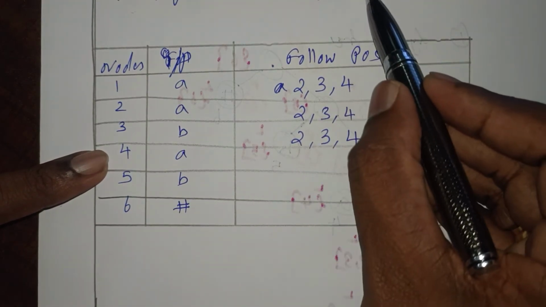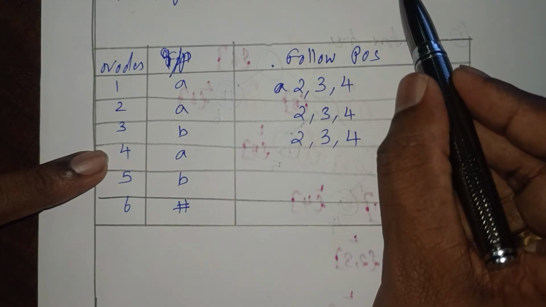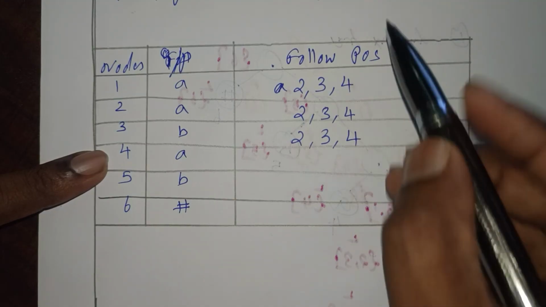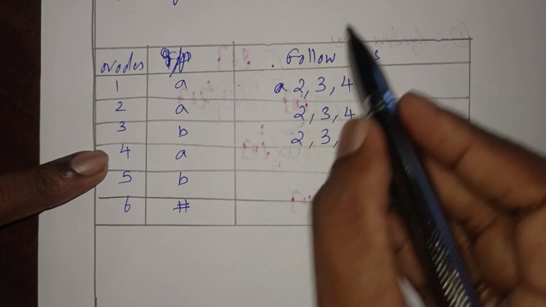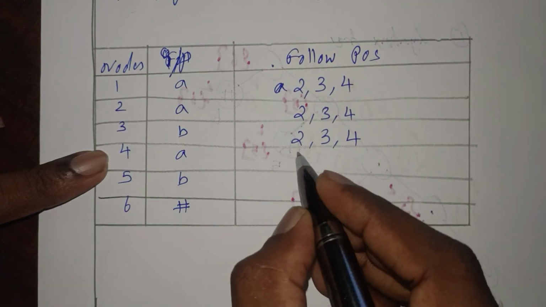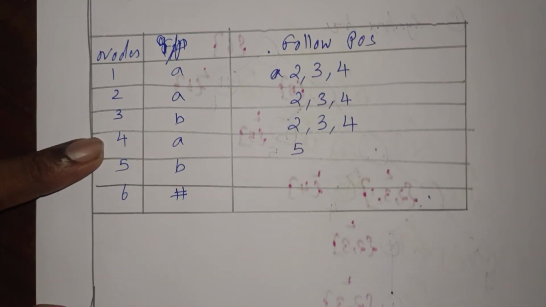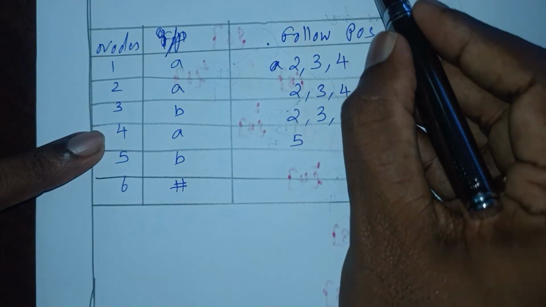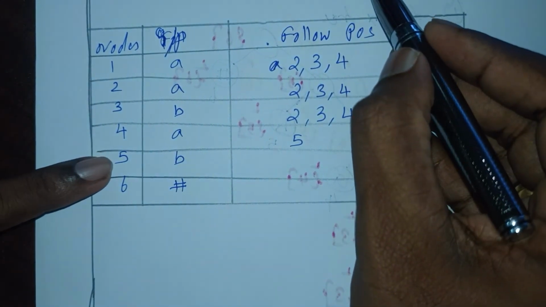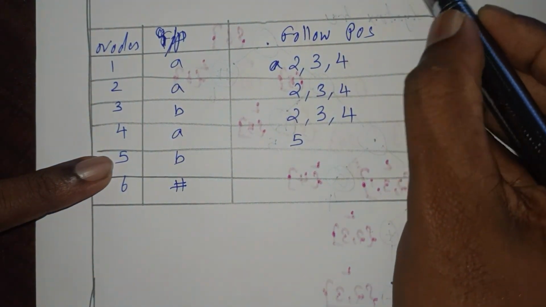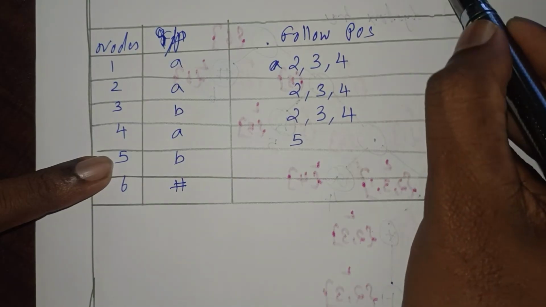You can see here, the follow position of this 4 is 5, because after 4 you have the next node as B. So that is the value. The A will take and it will reach B. So what is the node we have? That is 5. Got it? So this is the follow position of node number 4. What is the follow position of node number 5? That is called as hash. That is called as 6.